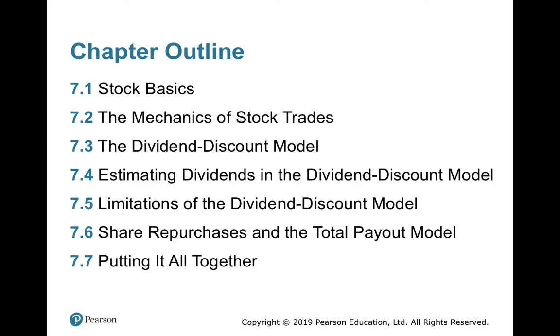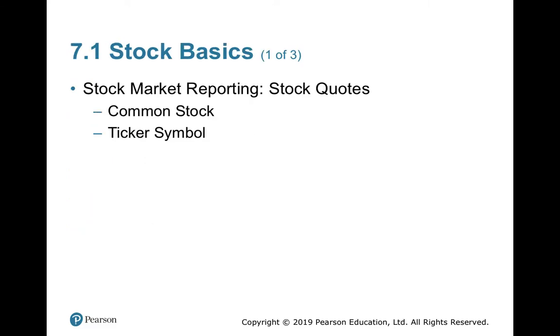The outline of this chapter: 7.1 will talk about the basics of stock, and 7.2 will talk about the mechanics of stock trades, how the stock trades in the exchange. The third subsection will talk about the dividend discount model, or we call it DDM. Then we'll talk about estimating the dividend in the DDM model, limitations of the DDM, share repurchase and total payout model, and we will put it all together. Let's start now: the basics of stock.